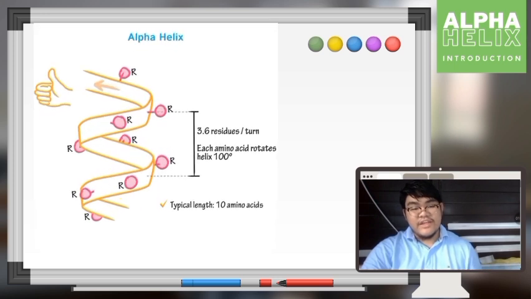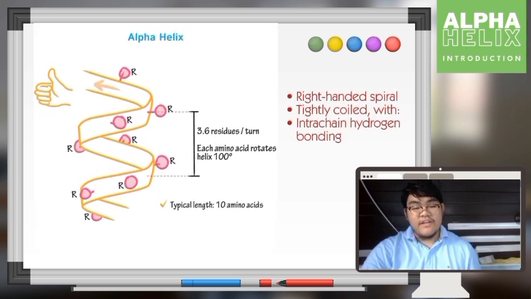As you can see, it is a right-handed spiral, kind of like an old school telephone cord or a spring. It's tightly coiled with 3.6 amino acids per turn, a rise of 1.5 Å per amino acid, and intrachain hydrogen bonding between the NH and CO groups of amino acids, four residues apart. Each hydrogen bond is weak, but the large number involved gives a very stable structure.